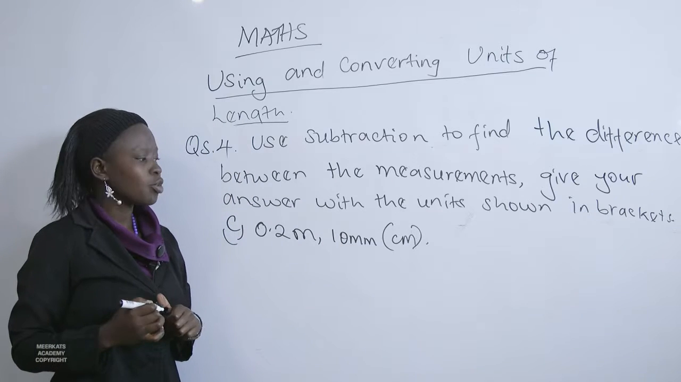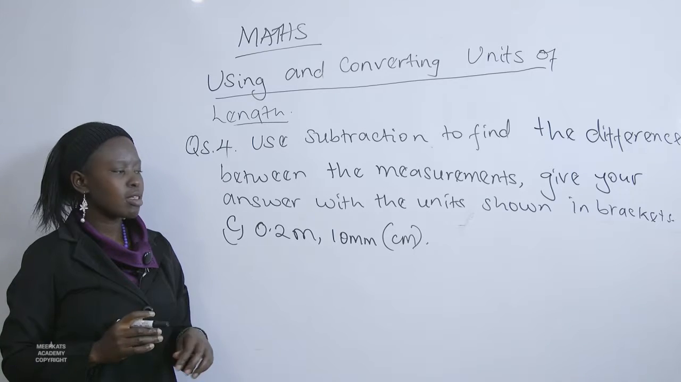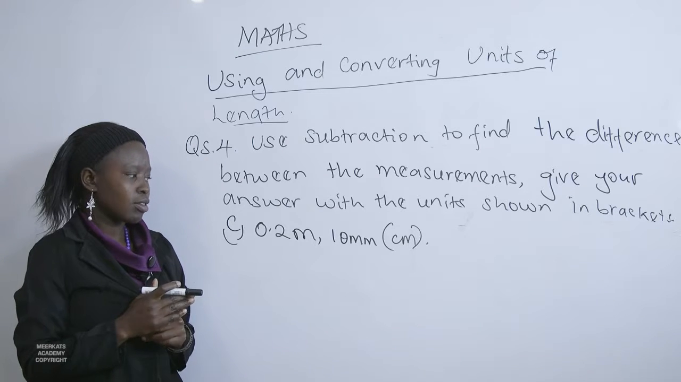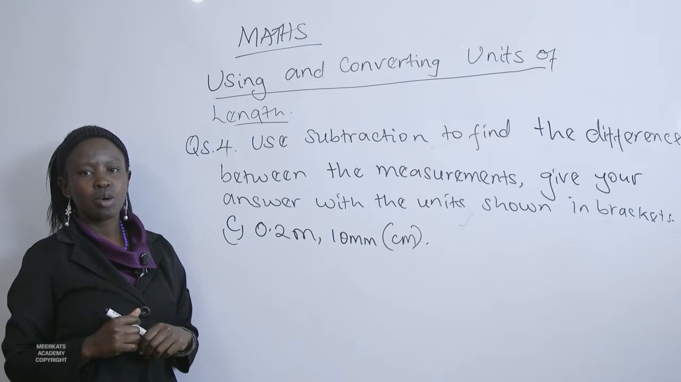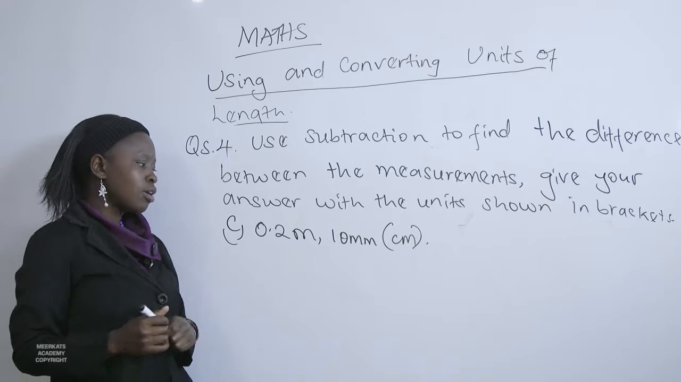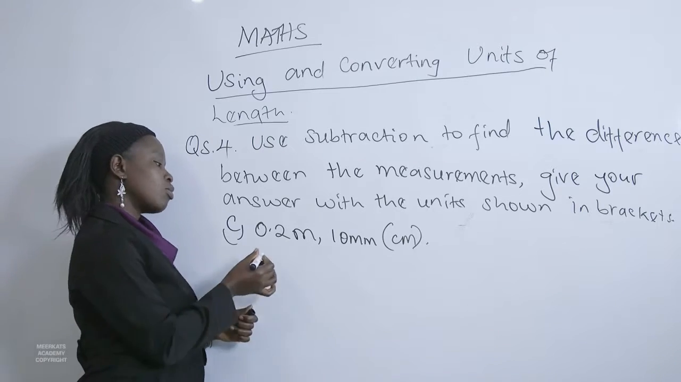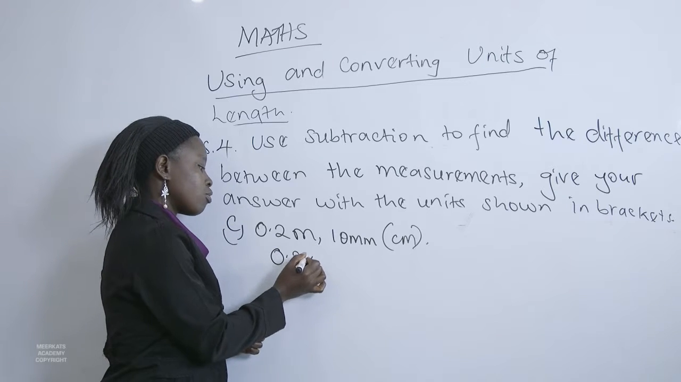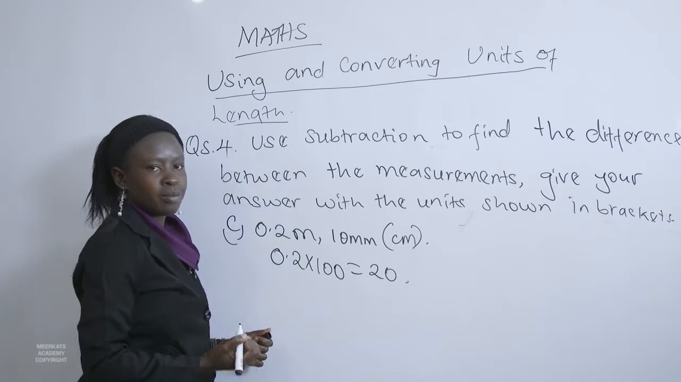So we have 0.2 meters and 10 millimeters. We need to give our result in centimeters. So that means none of them is in centimeters. We need to convert the values that we've been given to centimeters first. So we have 0.2 meters converted to centimeters. That means we multiply by 100. So we have 0.2 times 100, which gives us 20.